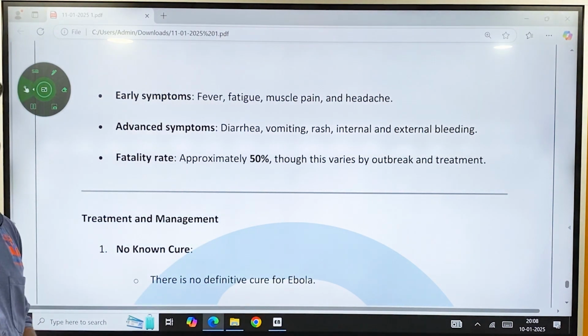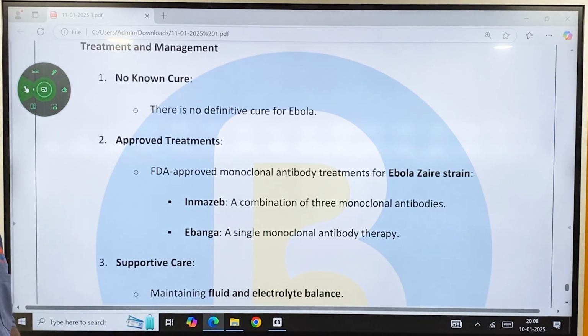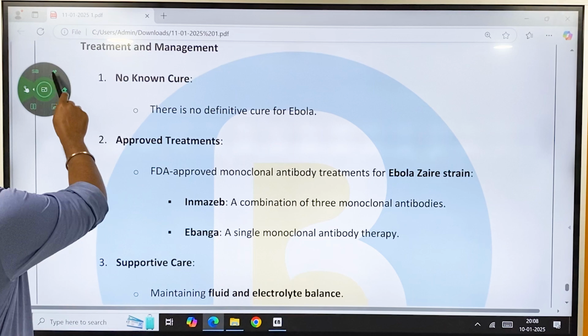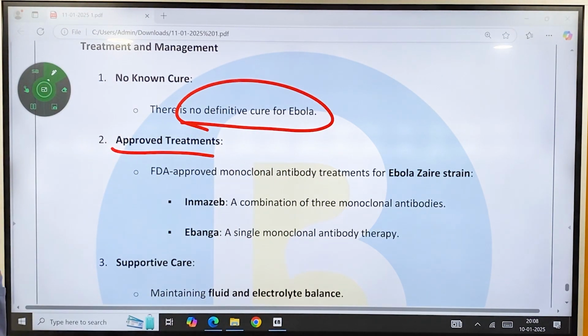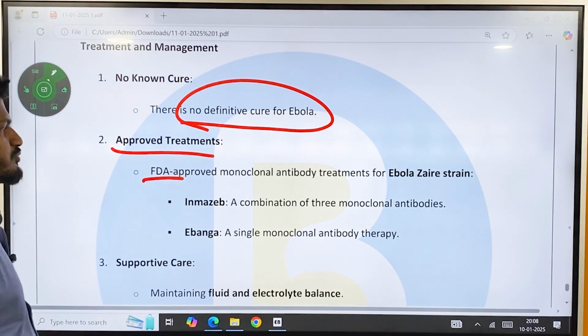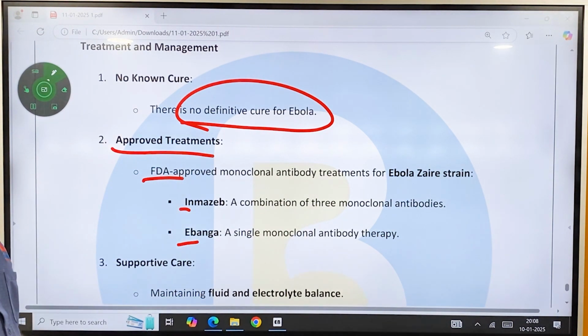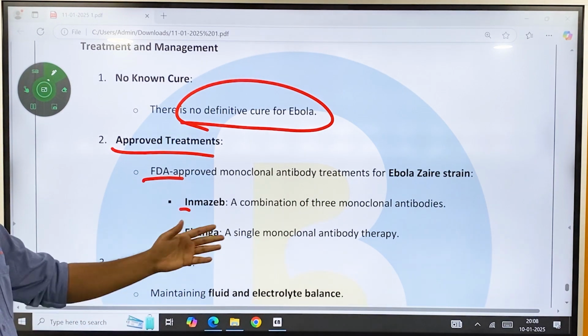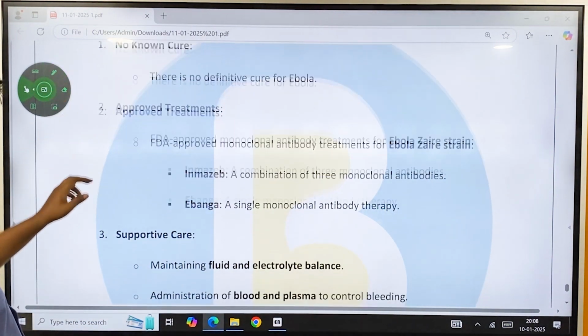Advanced symptoms are diarrhea, vomiting, rash, internal and external bleeding, and the fatality rate is approximately 50%, though this varies by outbreak and treatment. Then the treatment and management: there is no known cure for this one, very important, no definitive cure for Ebola. However, there are certain approved treatments. The treatments are aimed at treating the symptoms, such as FDA approved monoclonal antibodies which treat the Ebola Zaire strain, Inmazeb or Ebanga. These are a combination of 3 monoclonal antibodies and a single monoclonal antibody which have been approved by the USA FDA.